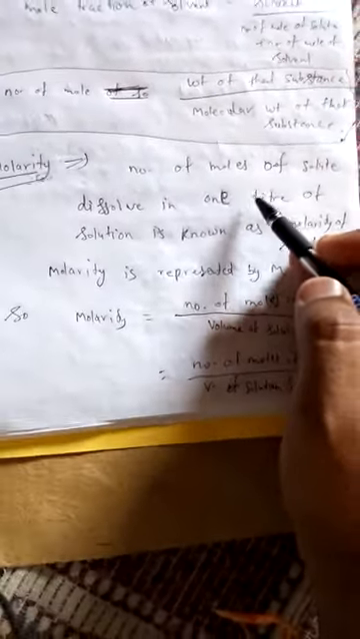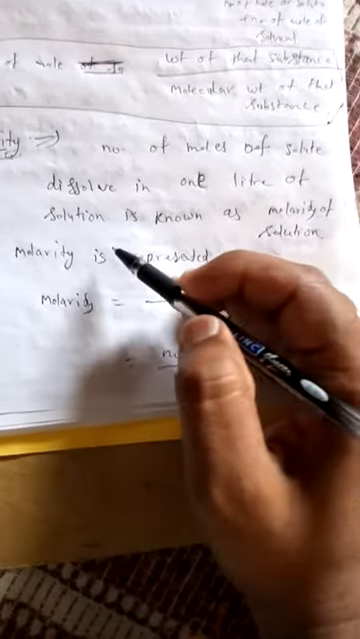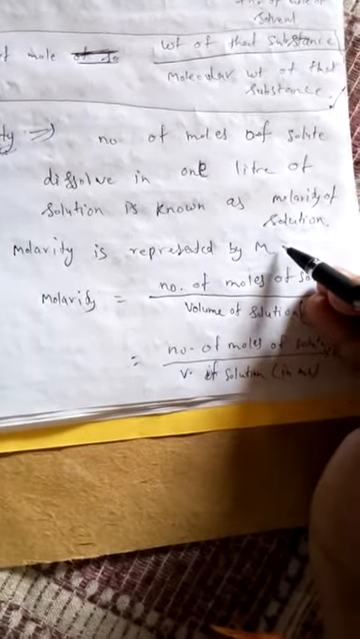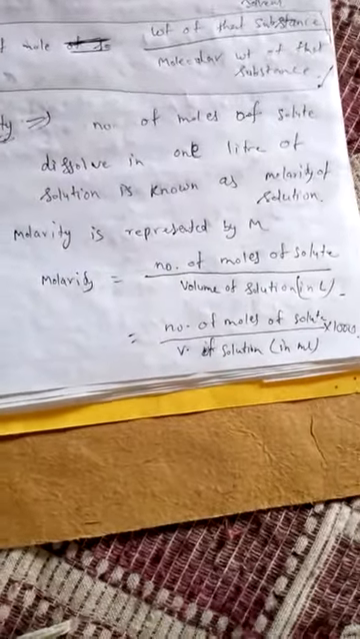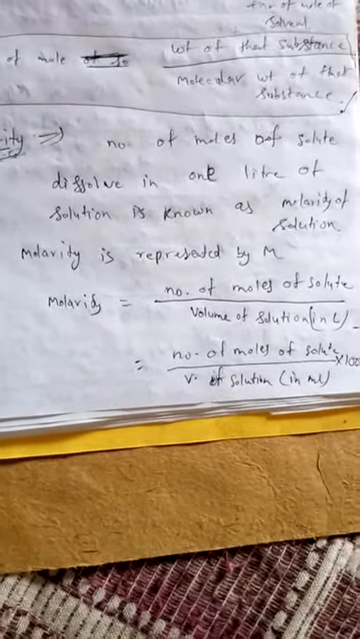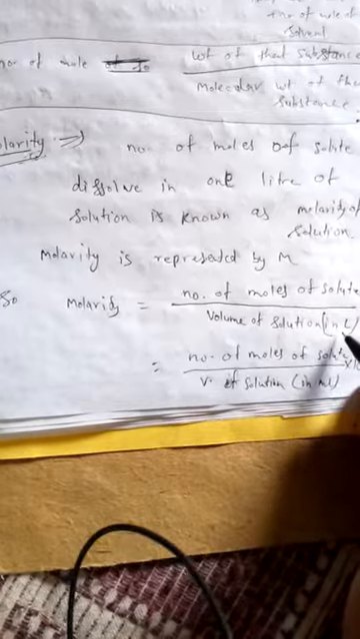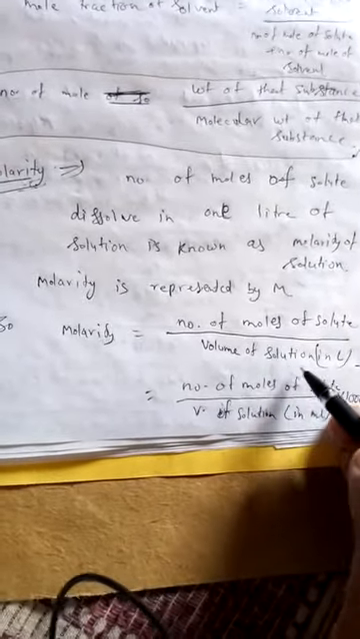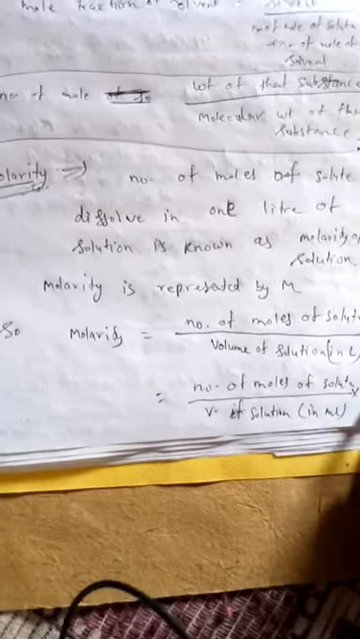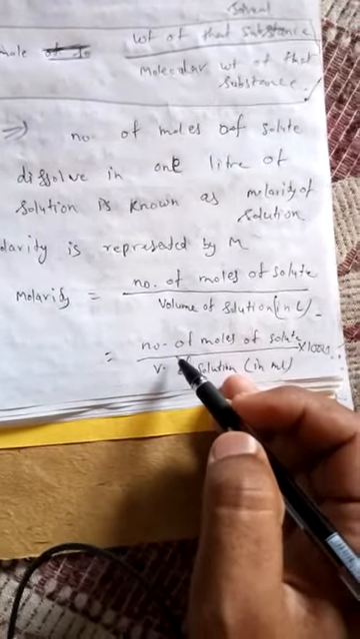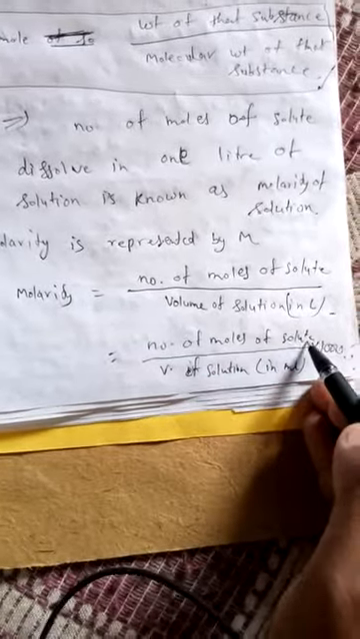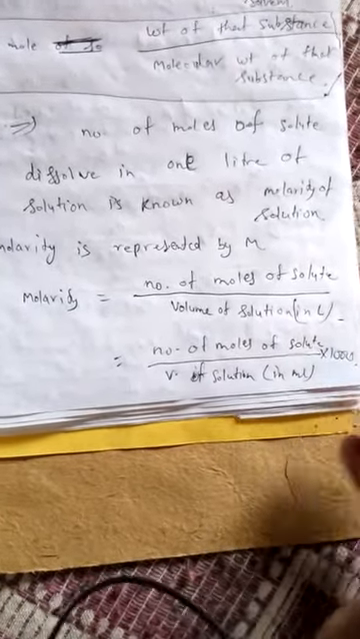Molarity is expressed as the number of moles of solute dissolved in 1 liter of solution. Molarity is represented by capital M. This means how many moles of solute are dissolved in 1 liter of solution. So molarity is equal to number of moles of solute upon volume of solution in liter. If we take volume of solution in ml, then we will have to multiply by 1000. So molarity is also written as number of moles of solute upon volume of solution in ml into 1000.